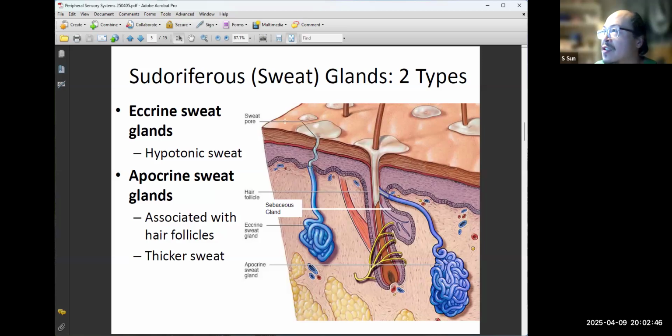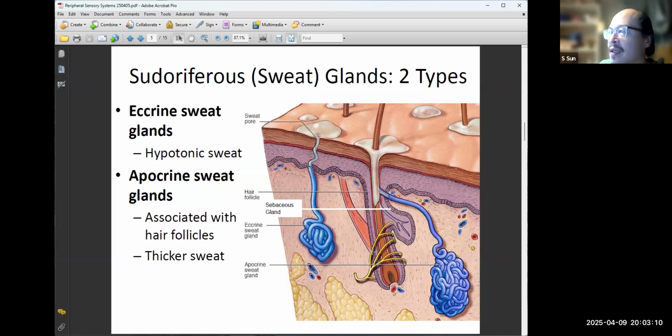And so here you have the sweat pores on the surface of your skin. And then we have a type of sweat gland. One is called eccrine sweat gland. And this one releases more watery sweat, so it's not very thick. It's called hypotonic, very watery, basically.